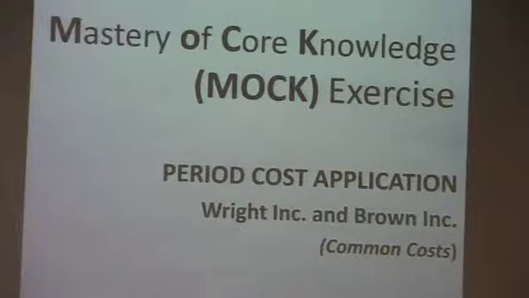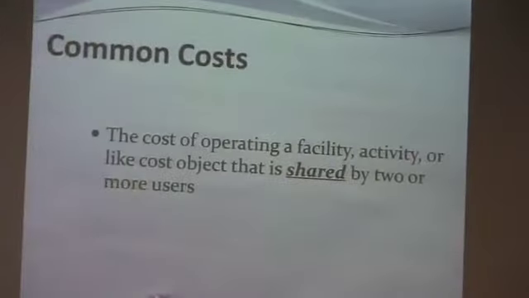For this mock exercise, we're going to take a look at period cost application, and we're going to use Wright and Brown to illustrate common cost. So what are common costs? Common costs are the cost of operating a facility or an activity or a like cost object that is shared by two or more users. That's what a common cost is.